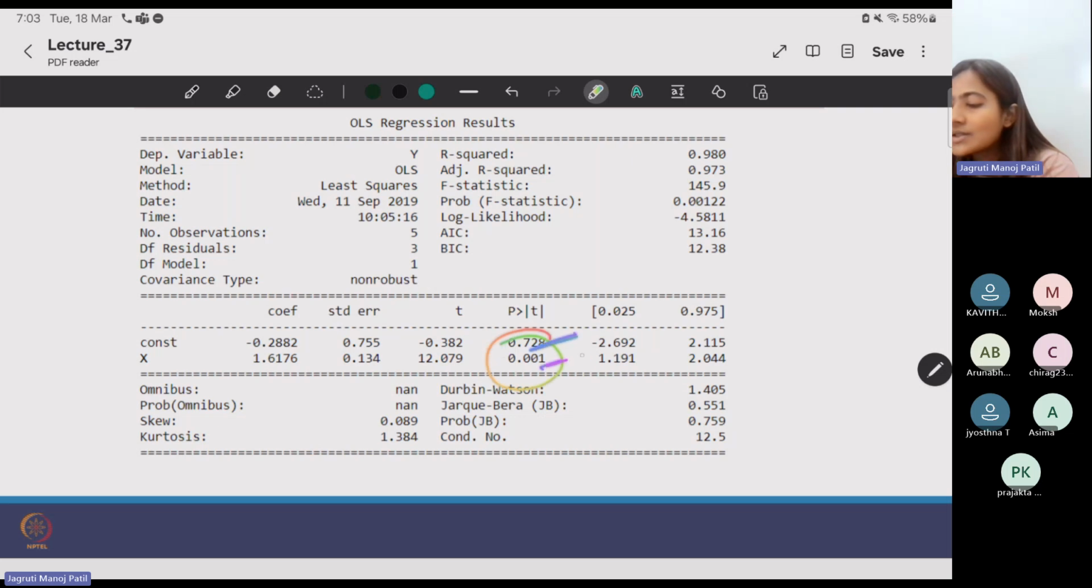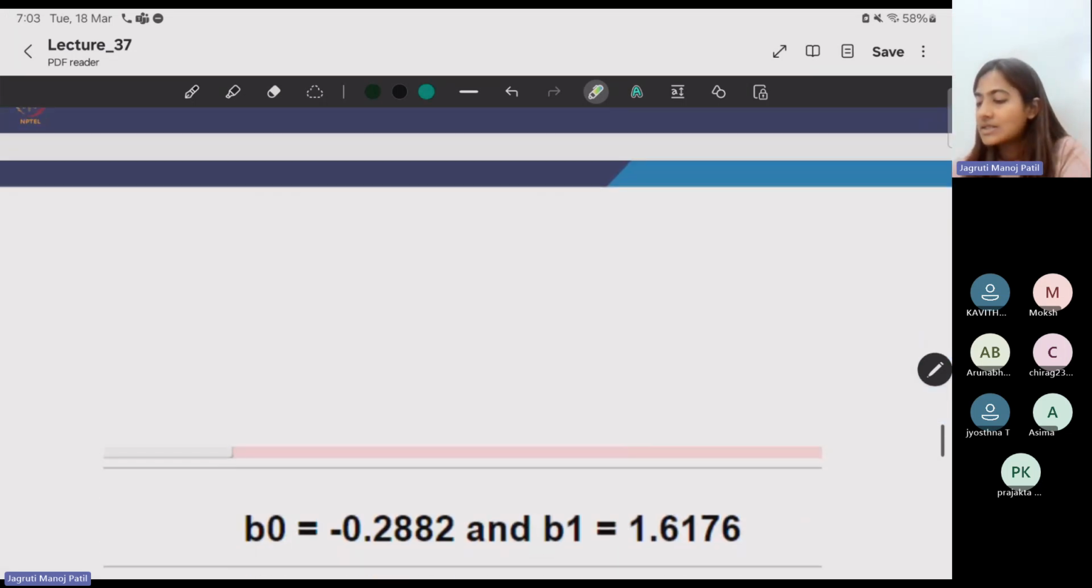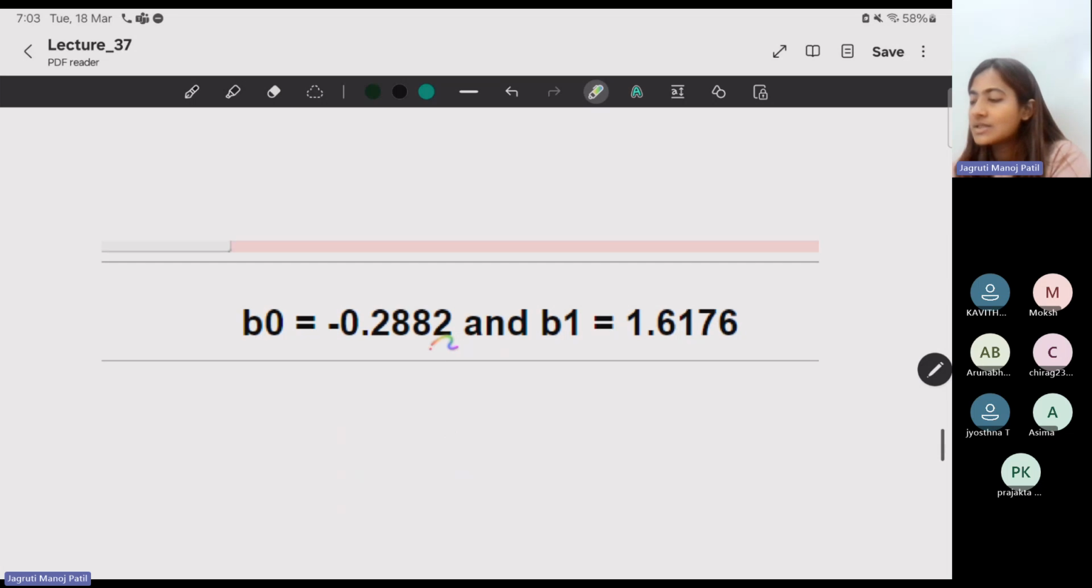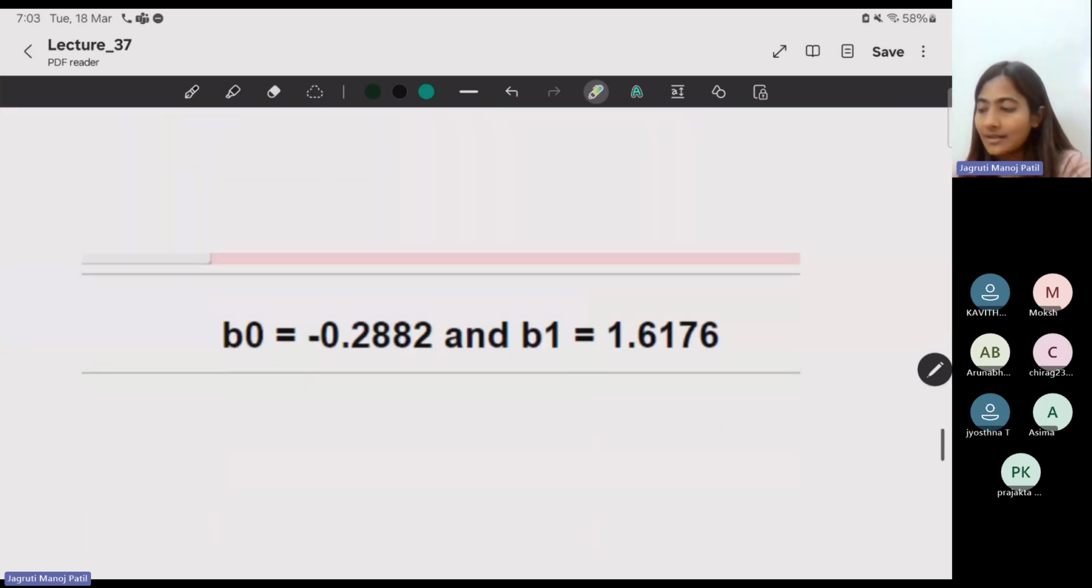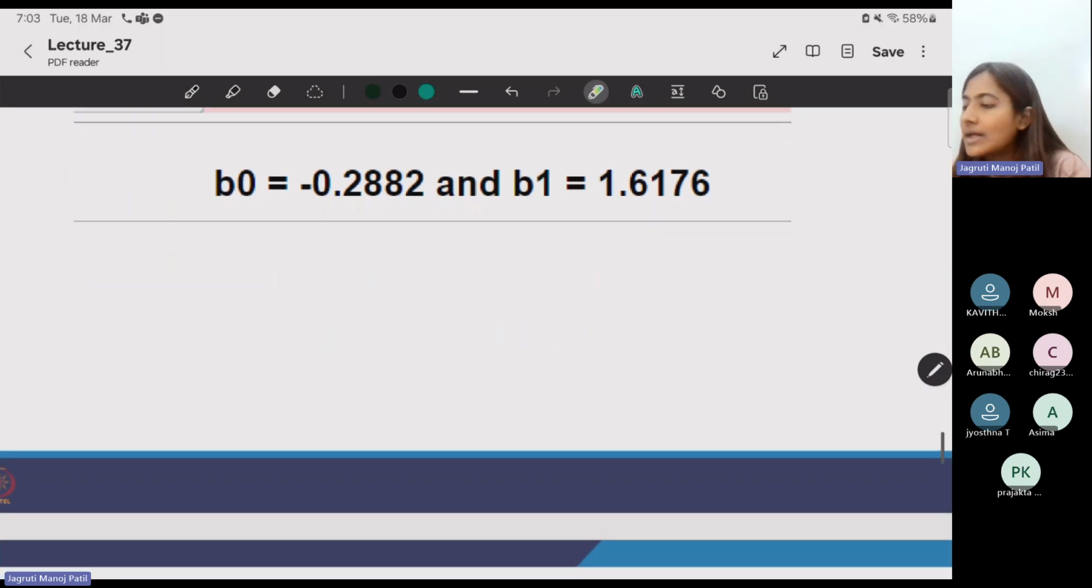So for this, it is not. For this, it is. Something like those values. I just read it. So my B naught value is this and B1 value is this. So this is my B naught and B1, my coefficient and the slope of it. Right, so this is my coefficient, this is my slope of the curve.